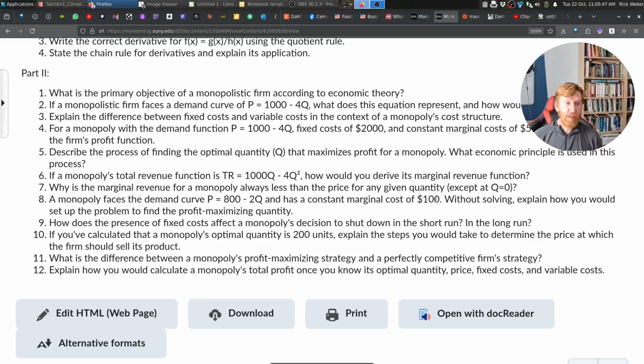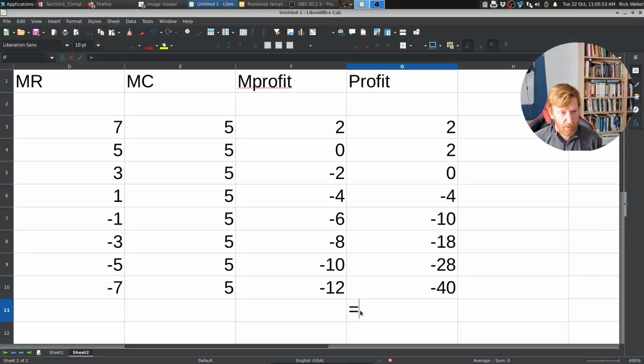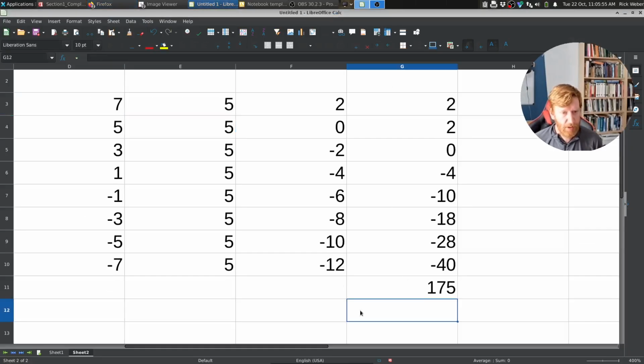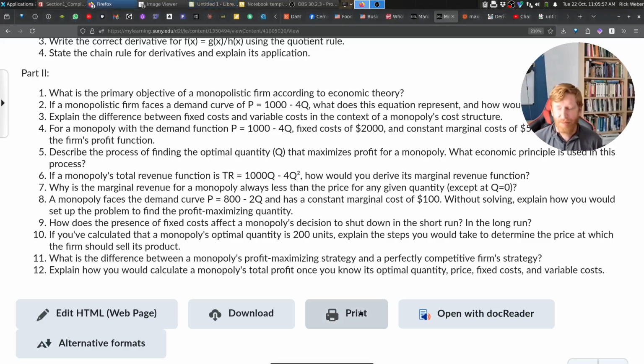So q is going to be 700 over 4. Let's see what that is. So 700 over 4 is 175. I could have done that in my head, but I don't have to do everything in my head.